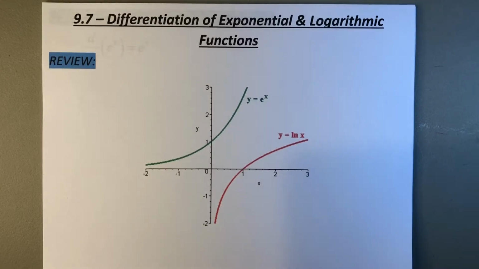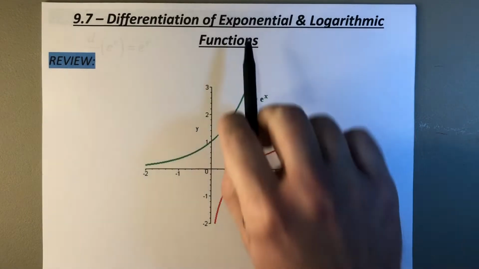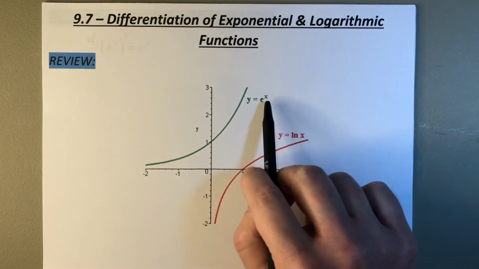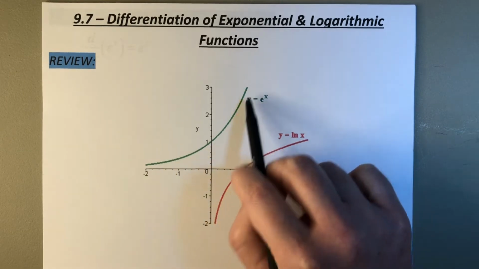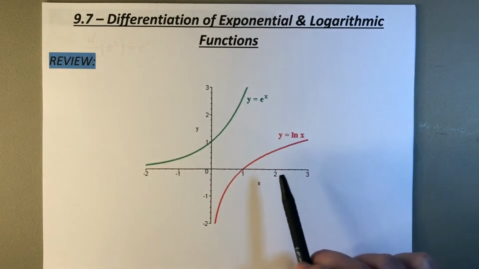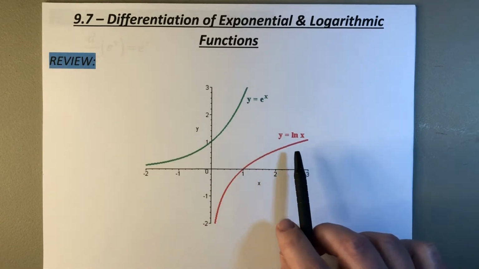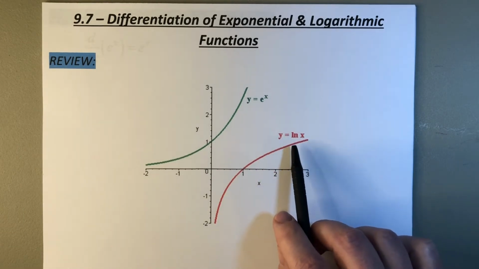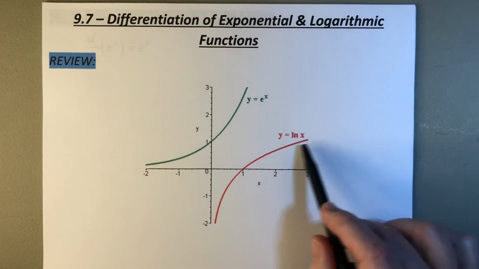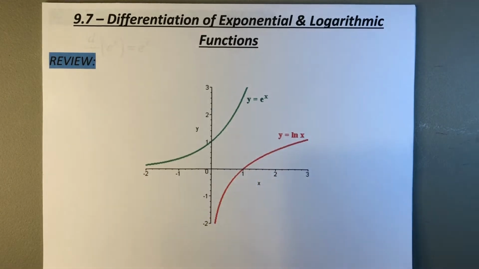Section 9.7, differentiation of exponential and logarithmic functions. So we should first of all recall what the graph of e to the x looks like, and there it is in green. It is the natural exponential function we're going to be working with, and also its inversely related function, the natural logarithm function of x, which is the one here in red.